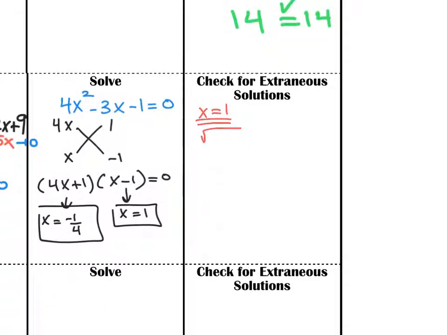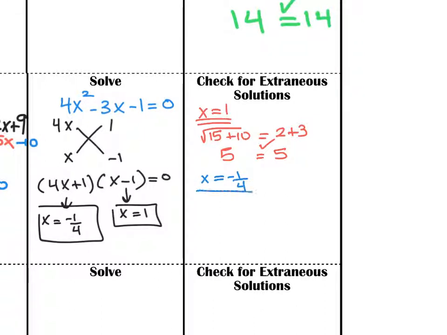So that will give me square root of 15x, so that's 15 times 1 plus 10. And I need to check if that is equal to 2 times 1, which is 2 plus 3. So 15 plus 10, that's 25. Square root of 25 is 5. And this is 5. So yes, it did work. Now I need to try negative 1/4.